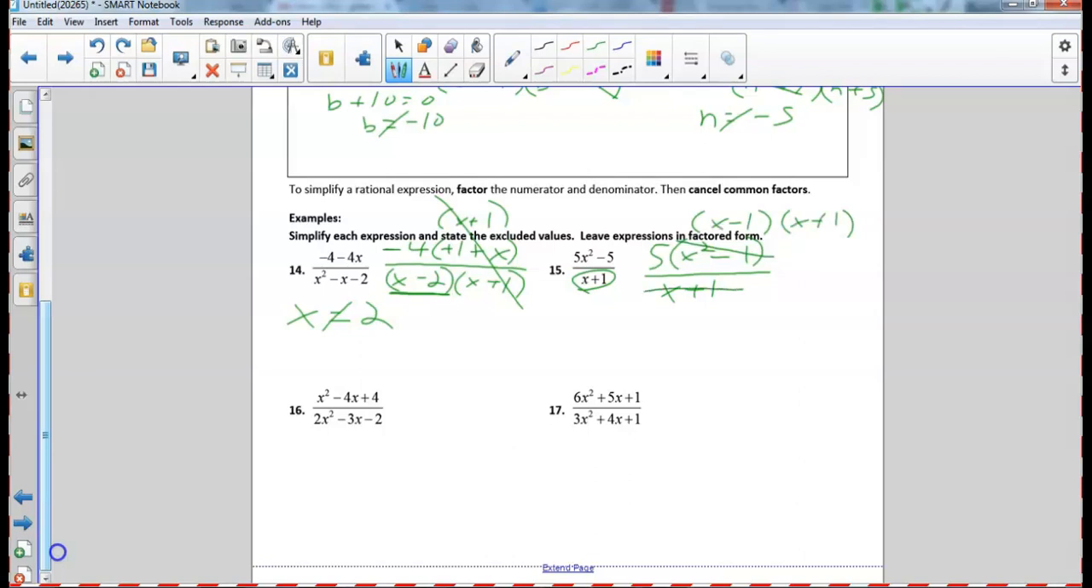Now, I have 5 on top. I have a 5 times x minus 1, and that's it. There is nothing on the bottom, so there are no excluded values. X can be any number in the world, and it'll be okay.